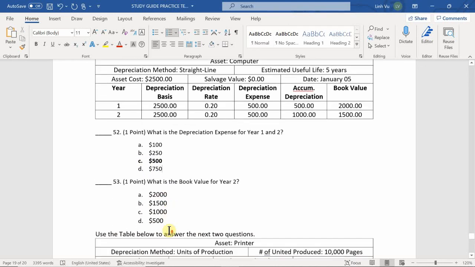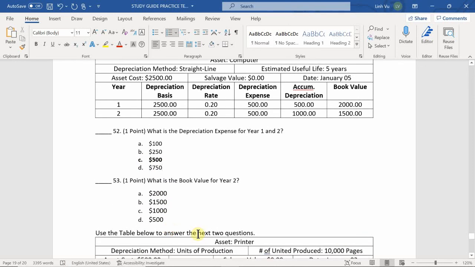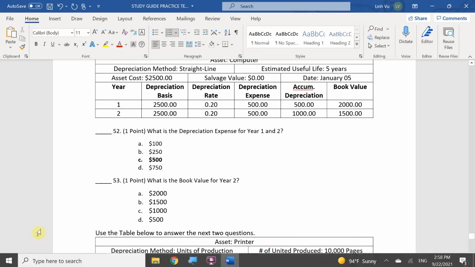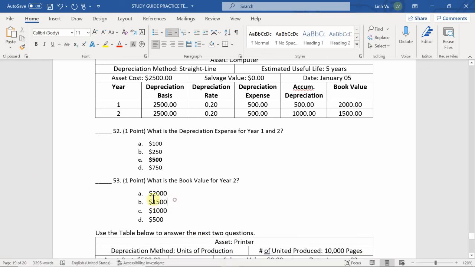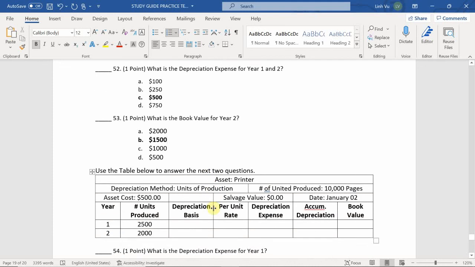Now, what about this? What is the book value for year 2? B, $1,500. So I can ask you questions exactly like this. What is the book value for year 2? What is the depreciation expense for year 1? That's what I'll be looking for. All that's right.